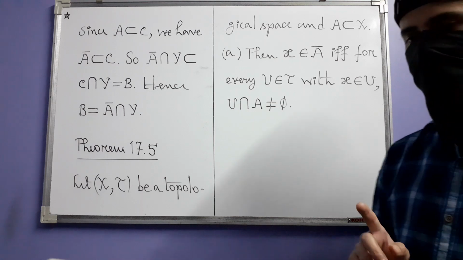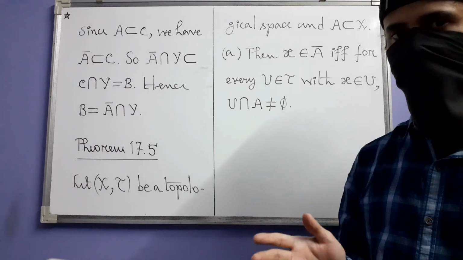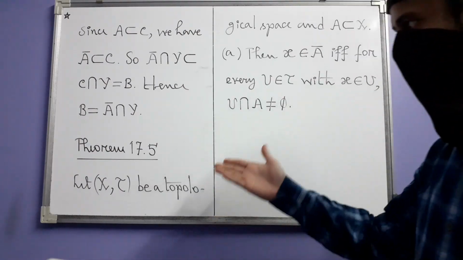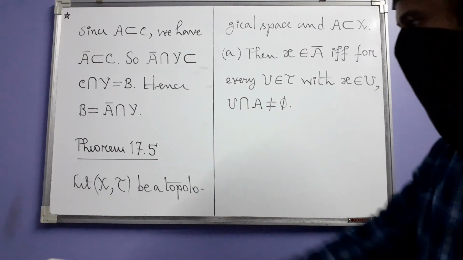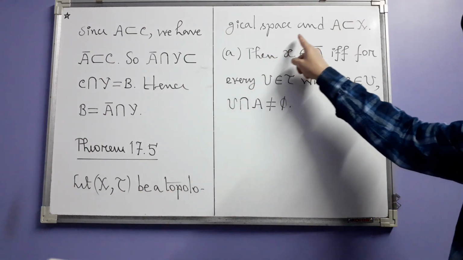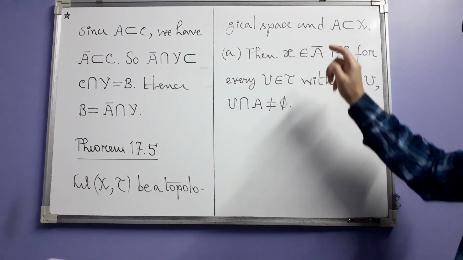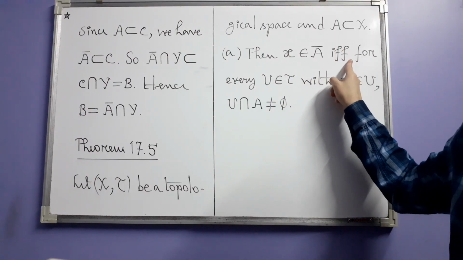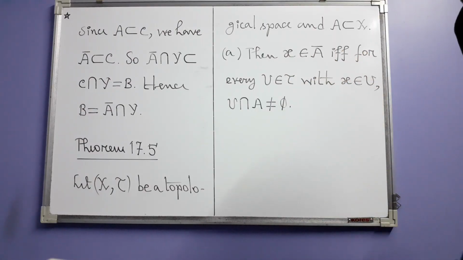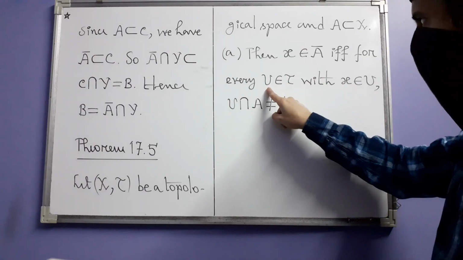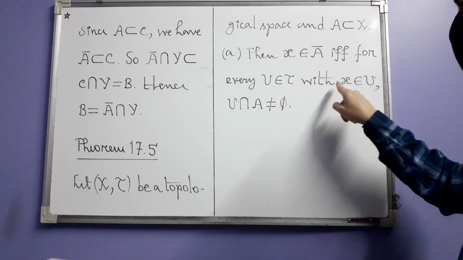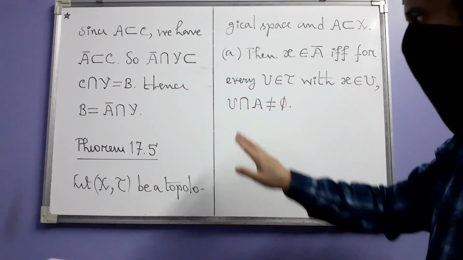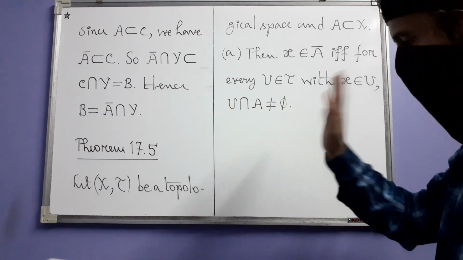So instead, we need something else that will help us to find the closure of some subset in a practical way. And that is why we have this next theorem. Let (X, tau) be a topological space in which we have a subset A. Then a point x belongs to the closure of A if and only if, iff means if and only if, for every open set U in tau, in the topology, which contains x, U intersects A. That means the intersection of U and A is non-empty.